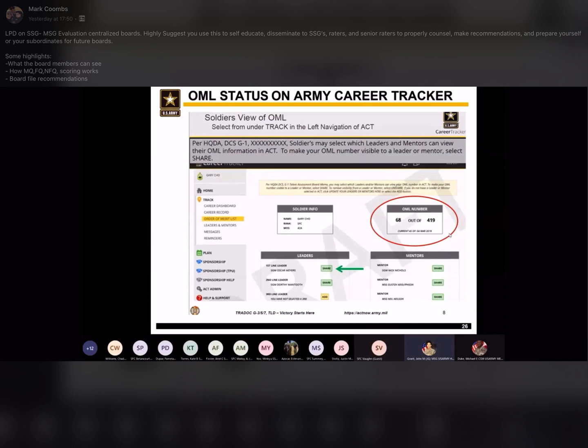So when you log into Army Career Tracker, there will be a release date set in the MILPER that says, hey, log in this day to see what your OML is. This is exactly what you'll see.